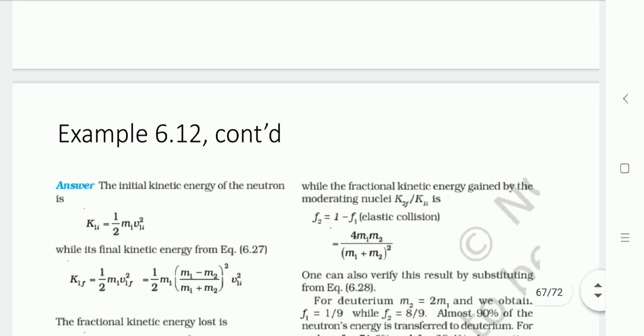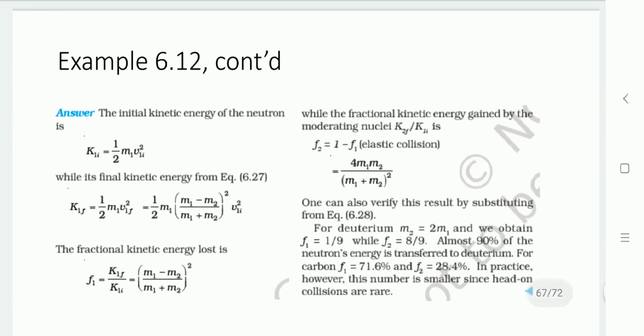So here the initial kinetic energy of the neutron, that is K1i, is 1/2 m1 v1i square, and the final kinetic energy, that is K1f, equals 1/2 m1 v1f square. That would be equivalent to 1/2 m1 into ((m1 minus m2) divided by (m1 plus m2)) square v1i square. So for the loss of kinetic energy, taking the ratio of final kinetic energy to initial kinetic energy, K1f by K1i equals ((m1 minus m2) divided by (m1 plus m2)) square.